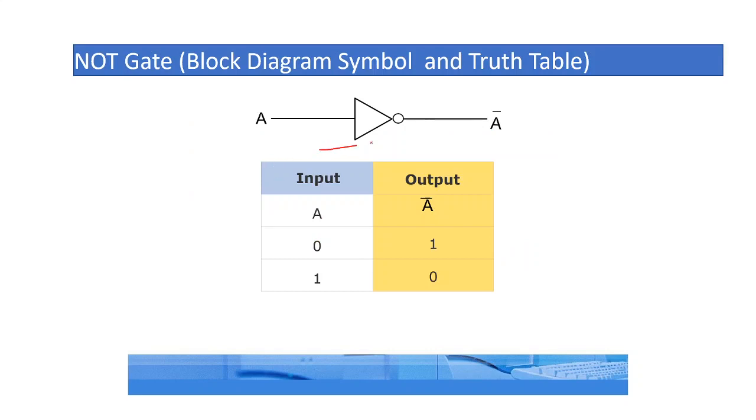This represents the logical symbol of the NOT gate, and this is the truth table for the NOT gate. Here if the input is 0 then the output is 1, if the input is 1 then the output is 0.